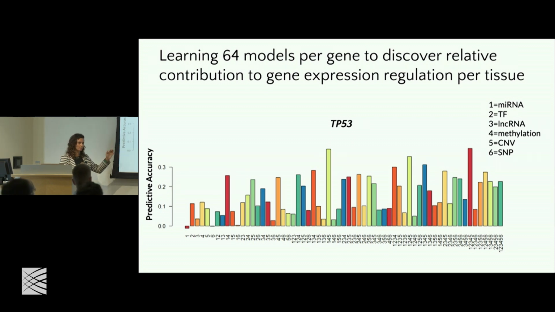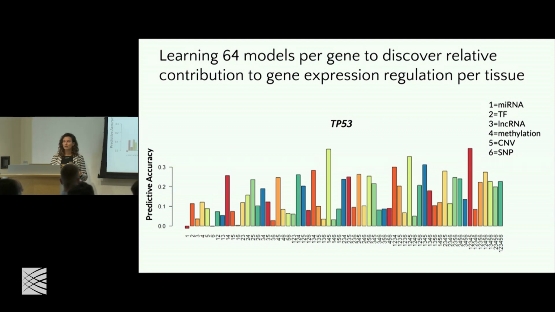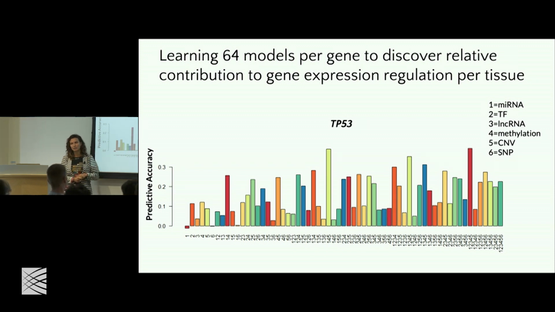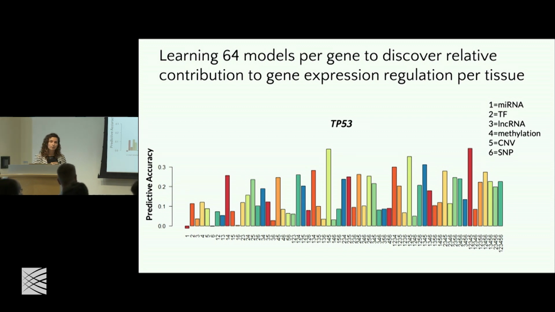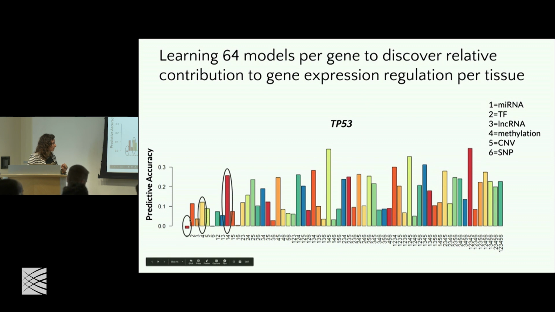So I've put up TP53. My students and colleagues told me it is dangerous because there will be people in the audience who know the regulation of TP53 super well and they will not be happy with you. I think that we can still learn even about the regulation of TP53. So this is one of the things that we can see here. For example, the first one is a microRNA regulation. The fourth one is the methylation regulation.